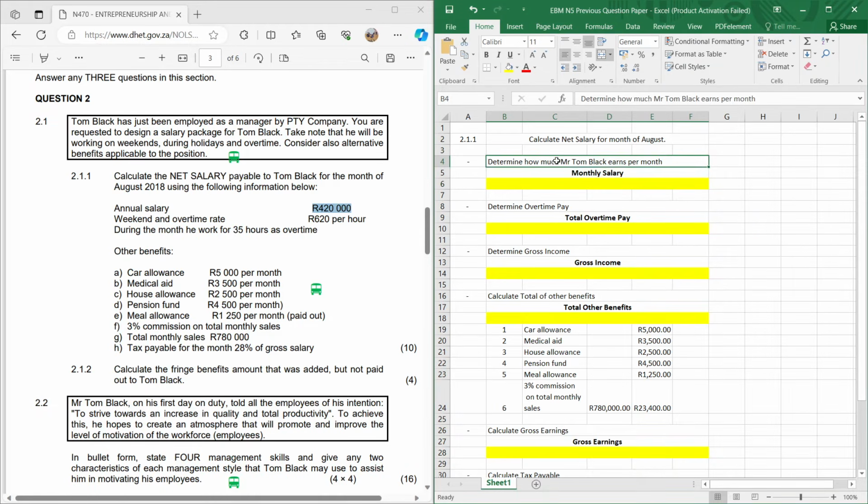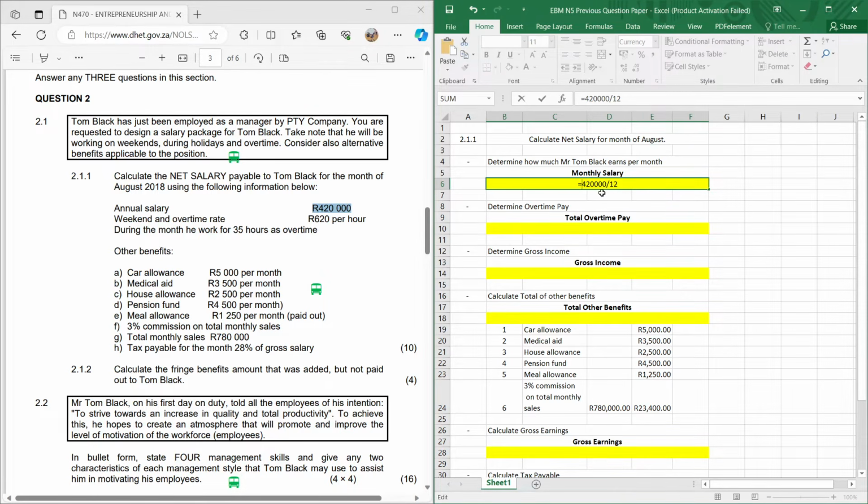First, we need to determine how much Mr. Tom Black earns per month, right? Now, to determine how much he earns per month, as I said, we need to take this amount and divide it by 12. So we are basically going to say 420,000 divided by 12, right? And since I'm using Excel, I will need to use the equal sign, but this is how your step will look like. You need to have something like this: 420,000 rand divided by 12, right? And then you will get your answer, which is 35,000 rand, which means every month, Mr. Tom Black is earning 35,000 rand basic salary, right?